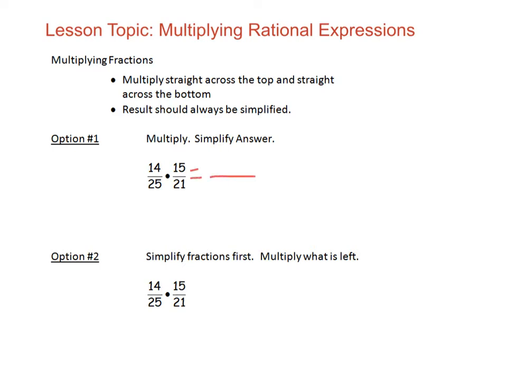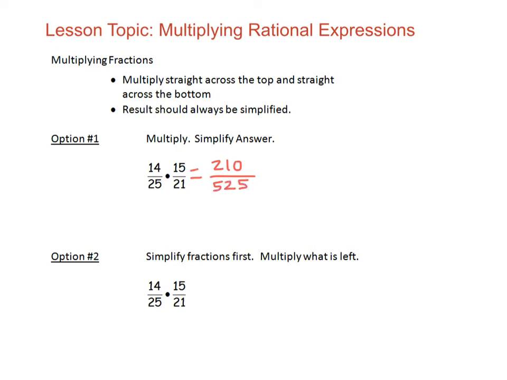So, remember, this is not cross multiplication. Okay, we are not cross multiplying. That's only what we do if there's an equal sign here, which there is not. So instead we just multiply the numerators. 14 times 15 is 210, and 25 times 21 is 525.